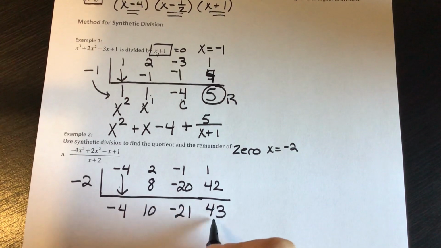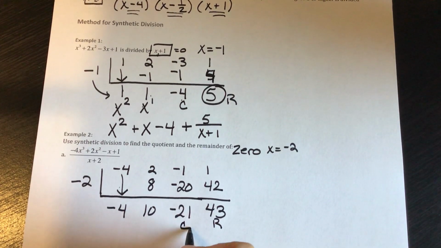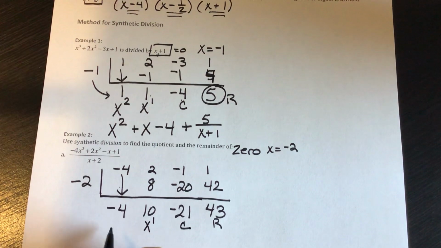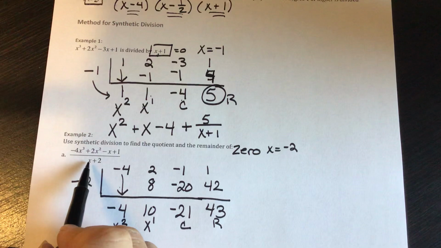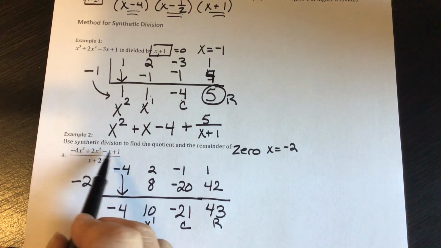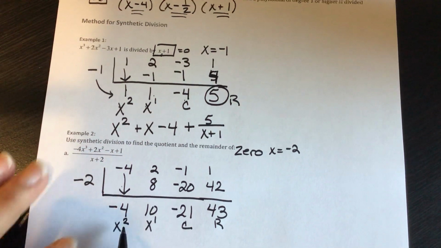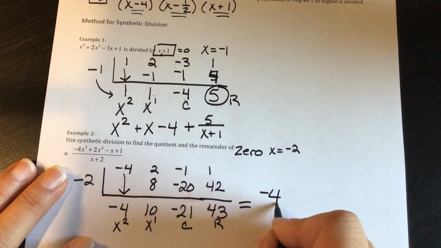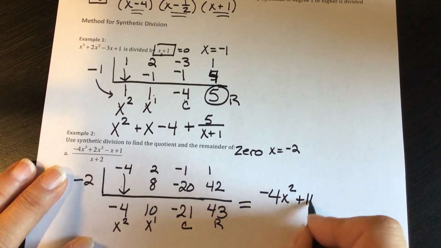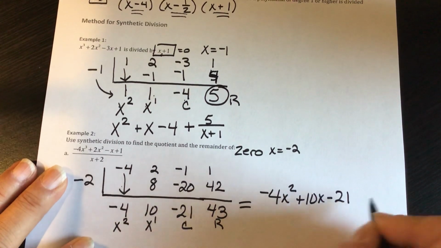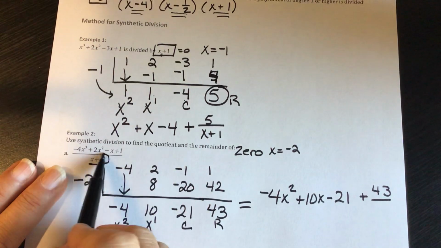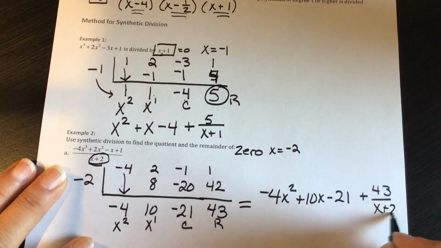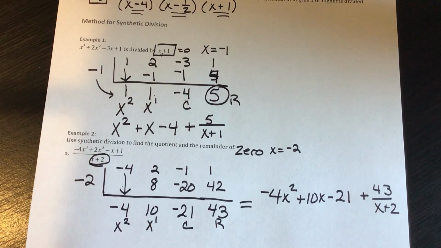So this is my remainder. This is my constant. This is my x to the first power and my x to the second power. So if I say how many times does x plus 2 go into this polynomial, I have -4x squared plus 10x minus 21 with a remainder of 43 over x plus 2. Much simpler than long division.